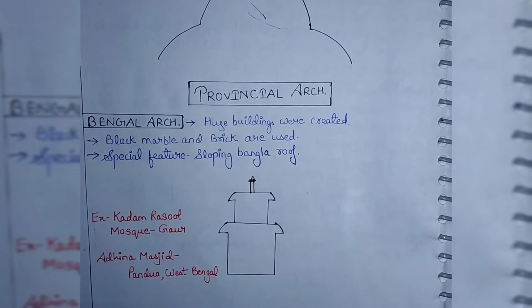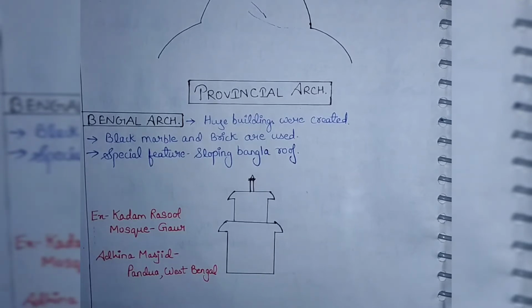Next, we'll talk about the provincial architecture. In this, we will talk about Bengal architecture. In Bengal architecture, huge buildings were created, and it was said that during that time, it seems that there was wastage of land. Next, black marbles and bricks were used for construction.